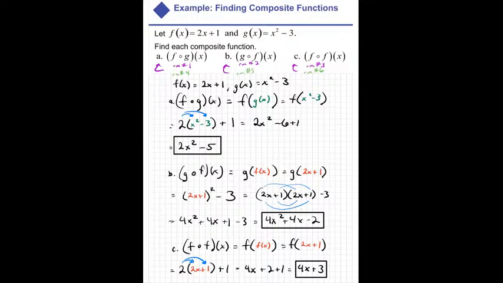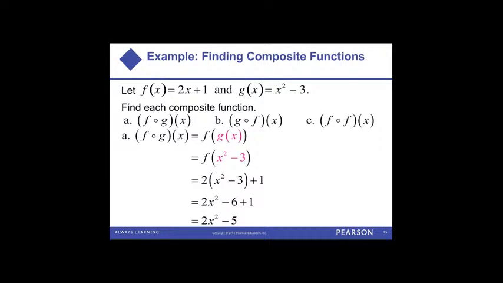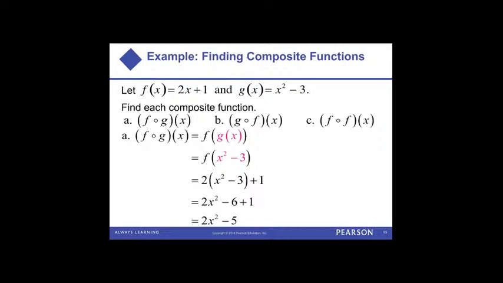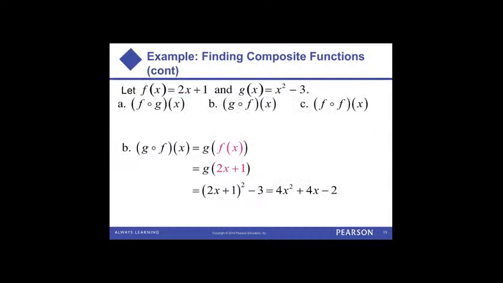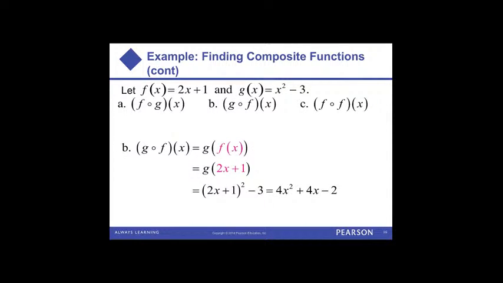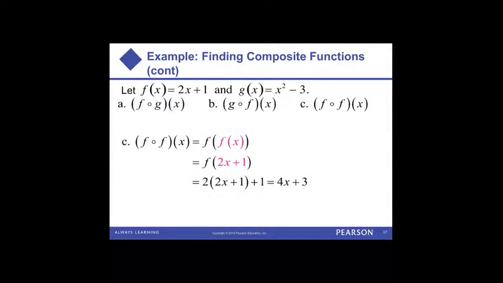Okay, so we got 2x squared minus 5, 4x squared plus 4x minus 2, and then 4x plus 3. X squared minus 5 minus 2, right? 4x plus 3 is the last one. Okay. Let's say plus 3 or minus 3. Plus 3. Okay, and we'll do this one next time. So let me make a note.